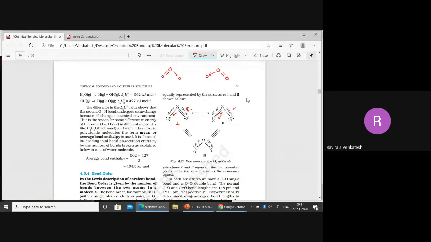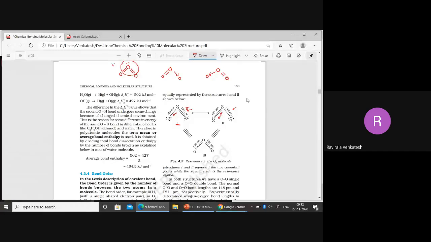Because we can't write like that. If you see what happened, anybody can't write like this. This is not the correct structure of ozone. Why? Because if you write like this, what happened? The central atom is getting how many electrons actually here? 10 electrons. For oxygen it is not possible.